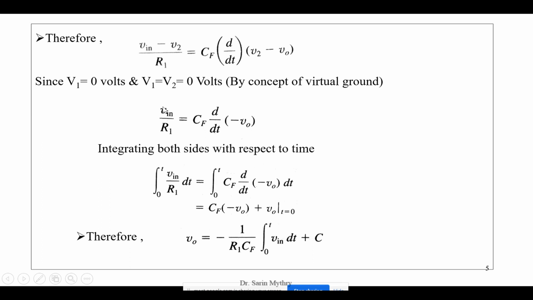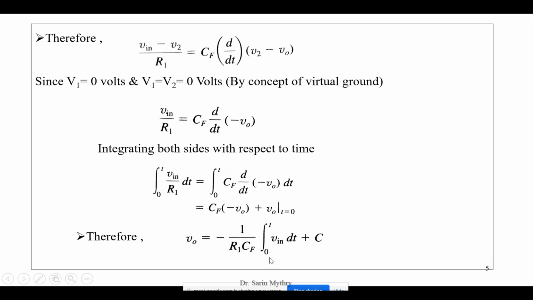Now let us apply this integration on both the sides with respect to time. We have the integration from 0 to t of Vin by R1 dt, that is equal to, applying the integration on this side, Cf into minus V naught plus V naught at time t equal to 0. And ultimately you are going to find the value of V naught. V naught equal to 1 by R1 Cf. Do some mathematical simplification on LHS and RHS.